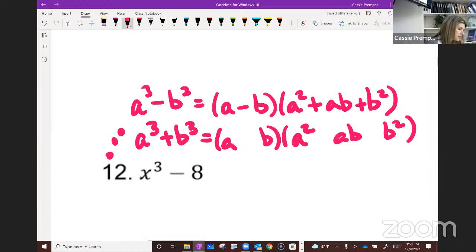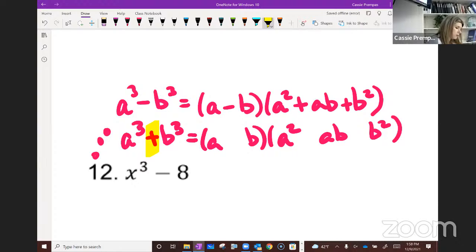Because how do the signs differ? If it's a plus sign, what does the S represent in SOAP? Same, so then it's going to be plus. What does the O represent? Opposite, and what's the AP? Always positive. Okay, so those are the two rules you will need to know for the final.